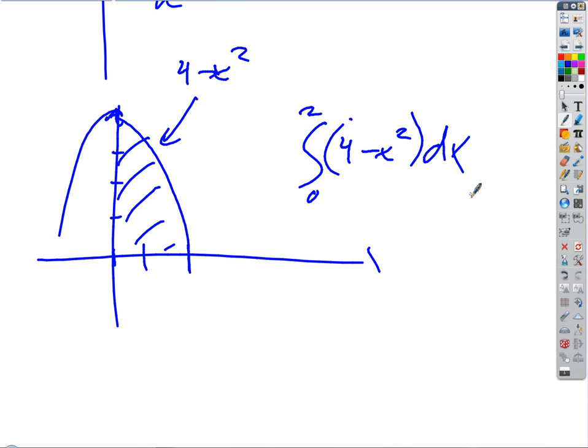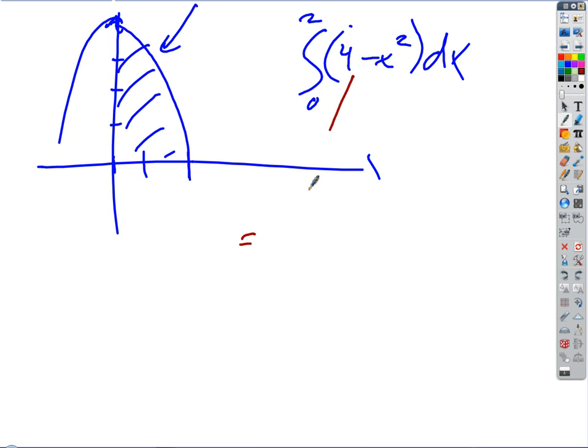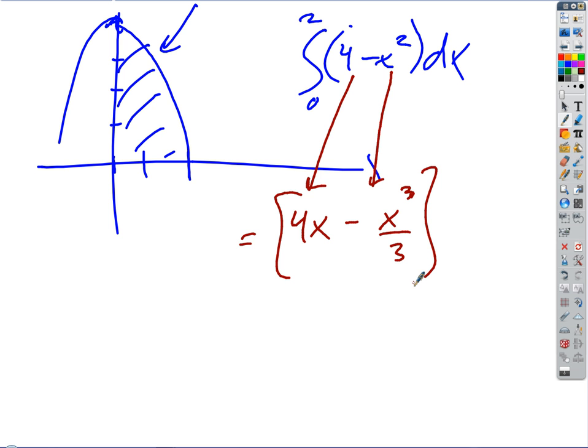Now, let's do this integral, a little practice. What's the answer? What's the antiderivative of 4? 4x. Minus x cubed over 3. Good, and we're going to evaluate that from 0 to 2, right? Remember what that means?